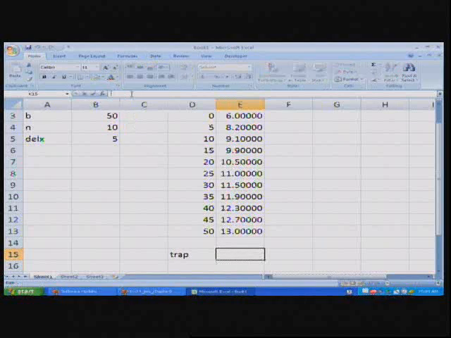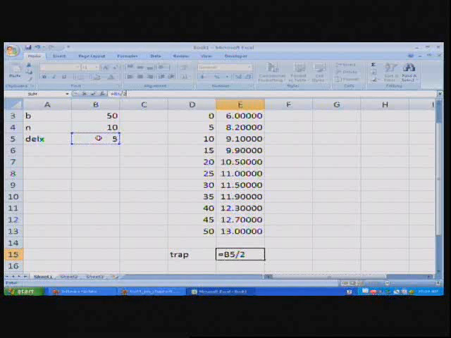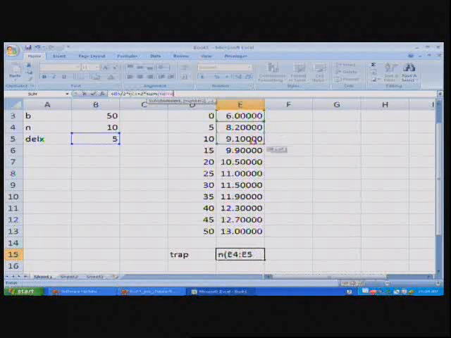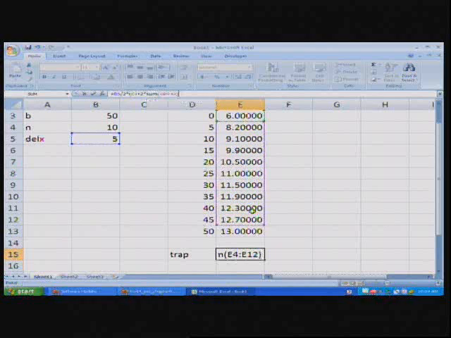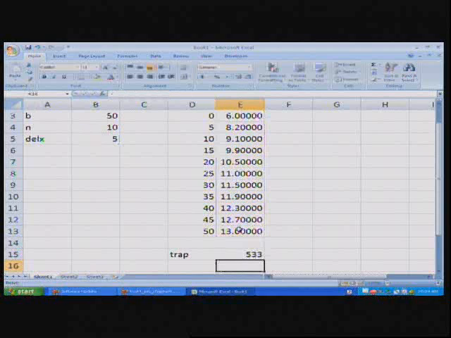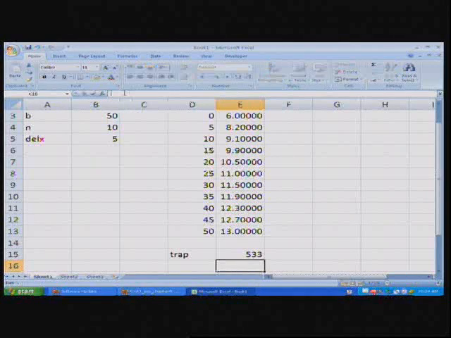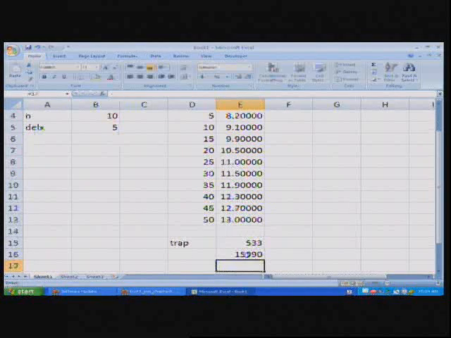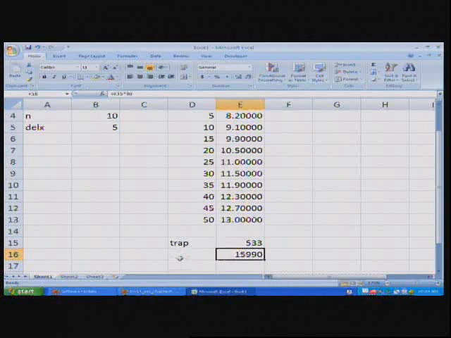So you'll just do the equal sign here, and it's delta x divided by 2, and then times the first one plus 2 times the sum of these plus the last one, and then hit enter, and that's that. And then you multiply that by 30, so you could say equals this one times 30 to get the estimate of the volume.